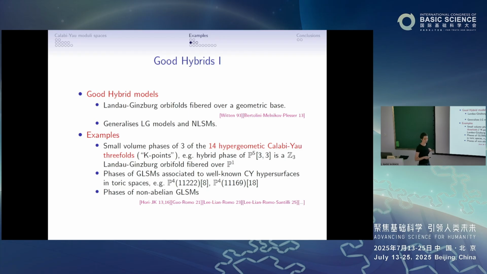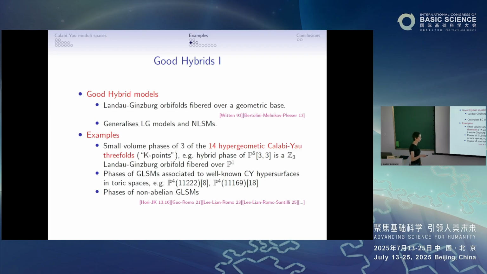And 3 out of these 14 hypergeometric Calabi-Yaus have one of these good hybrid models as the other phase. So for instance, if you take the 3 cubics in P5, the phase at the other end of the moduli space will be a Z3 Landau-Ginzburg orbifold fibered over P1.